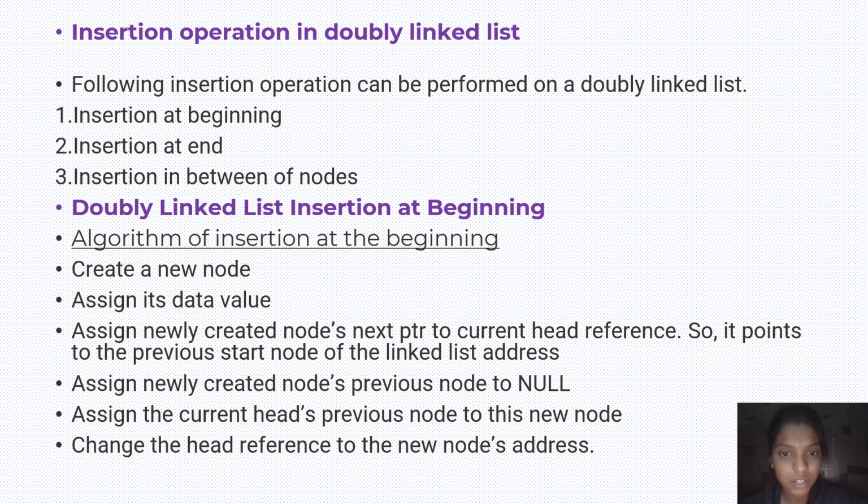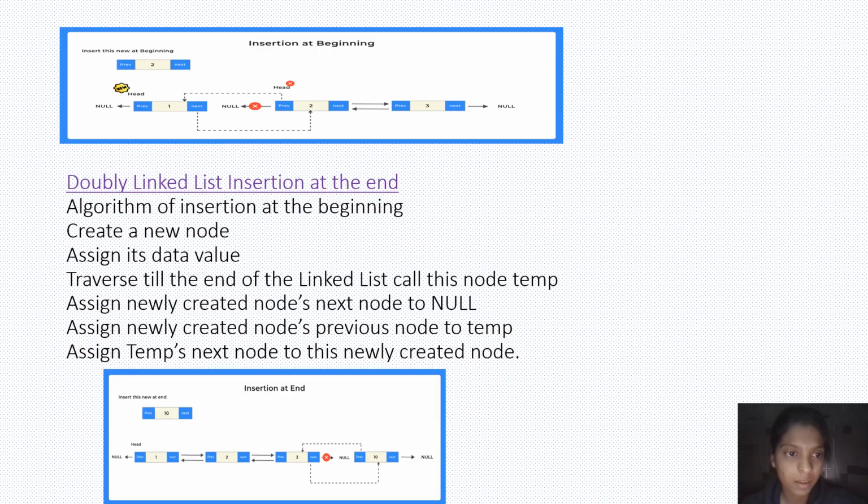Doubly linked list insertion at the beginning, algorithm of insertion at the beginning. We have to create a new node, assign its data value, and assign the newly created node's next pointer to the current head reference, so it points to the previous start node of the linked list. Assign the newly created node's previous node to null. Assign the current head's previous node to this new node. Change the head reference to the new node address. This is a representation of the insertion in the doubly linked list at the beginning.